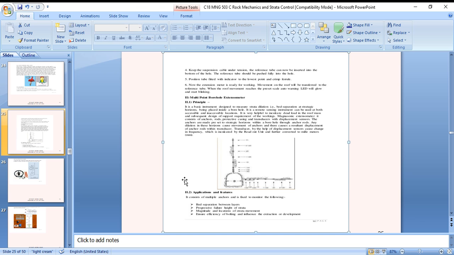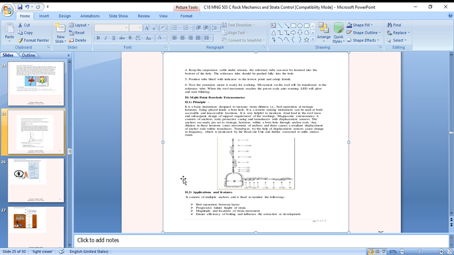Magnetoscopic extensometer. It consists of the anchors, rod, protective casing, and transducers for displacement. The anchors are set up strategically within the borehole through the anchor rod. Any dilations of the strata cause movement, resulting in displacement of the anchor. With the help of the displacement transducer, the change in frequencies is reduced by the rate unit and further converted into millimeters.